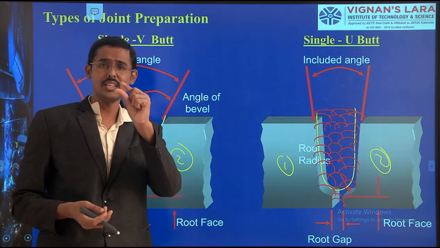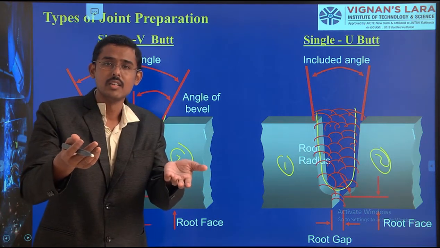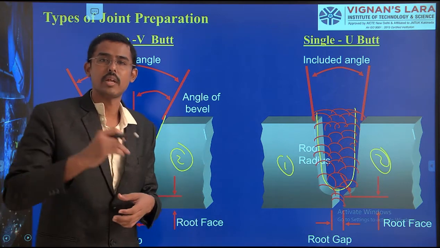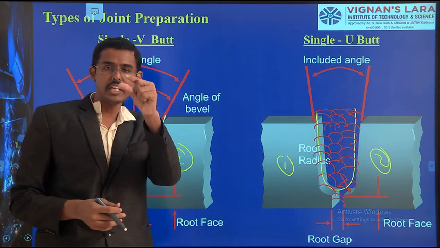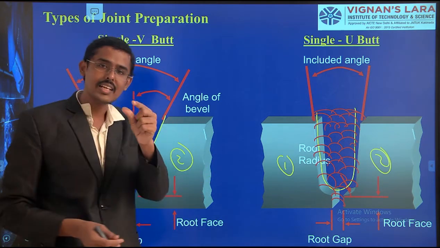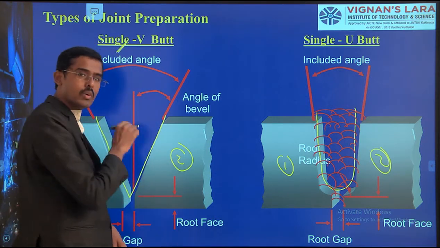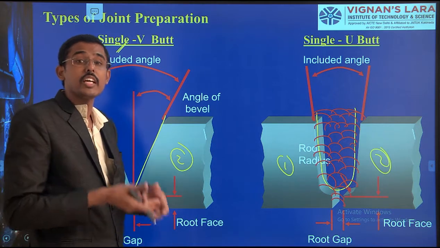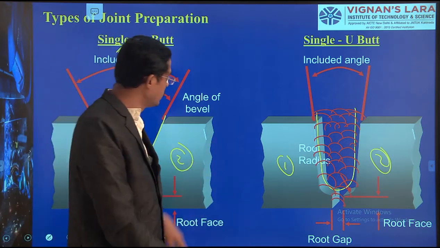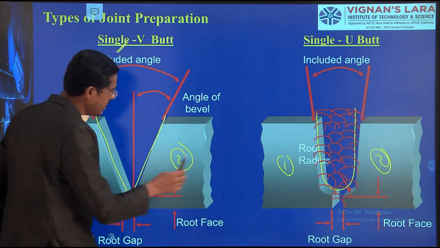If it is a small thickness, maybe we can weld autogenously without doing edge preparation. If it is a thin material, we can do single-sided edge preparation. The other side is not needed. From one side, the electrode can come down and we can weld. If the thickness increases, we should do double sided. Instead of this, what can we do here?